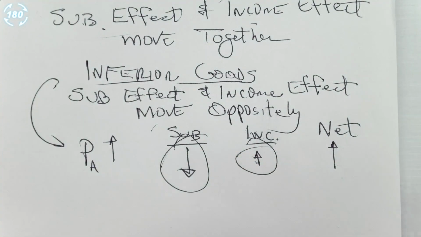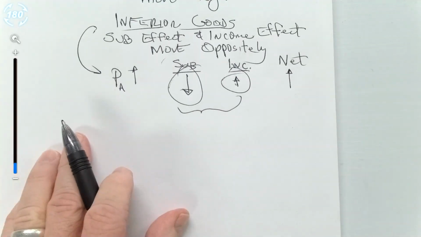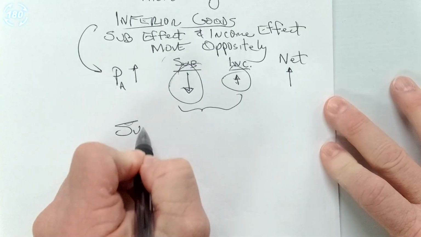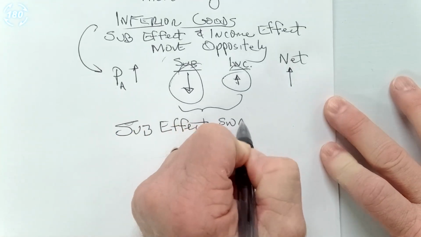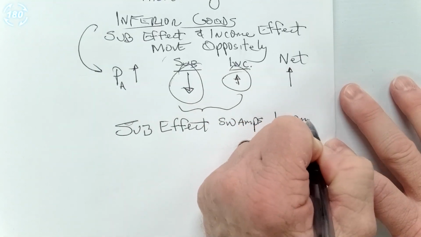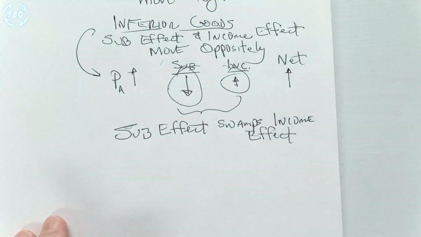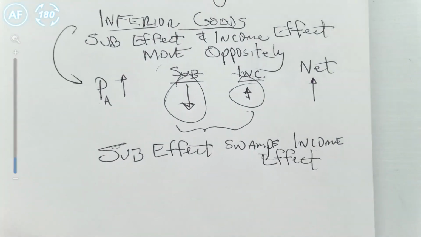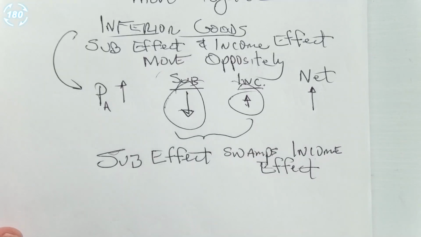The thing to note here is that it's always the case that the substitution effect will swamp, I'm going to use the word swamp, the income effect. That's why I drew a small arrow here. I hope that makes sense. What I'm trying to say here is that the income effect is significant, but it's not as big a deal as the substitution effect. Now, we're going to see graphically in a minute kind of why that's true, okay?